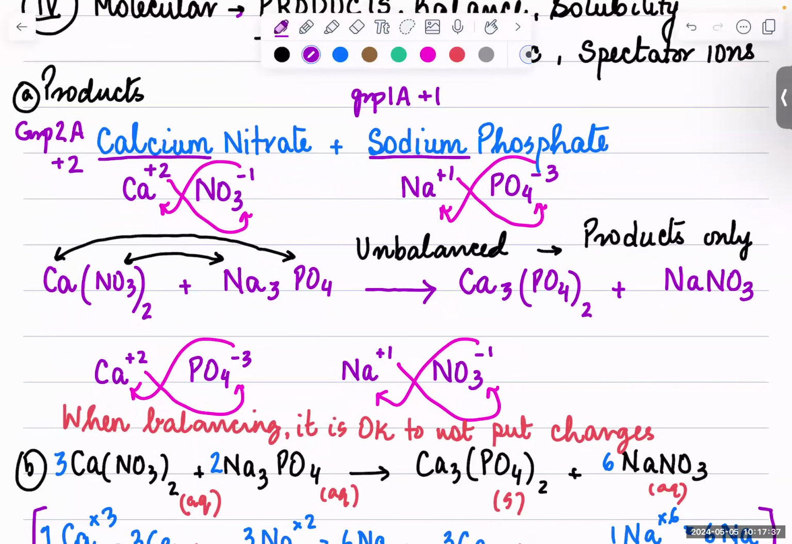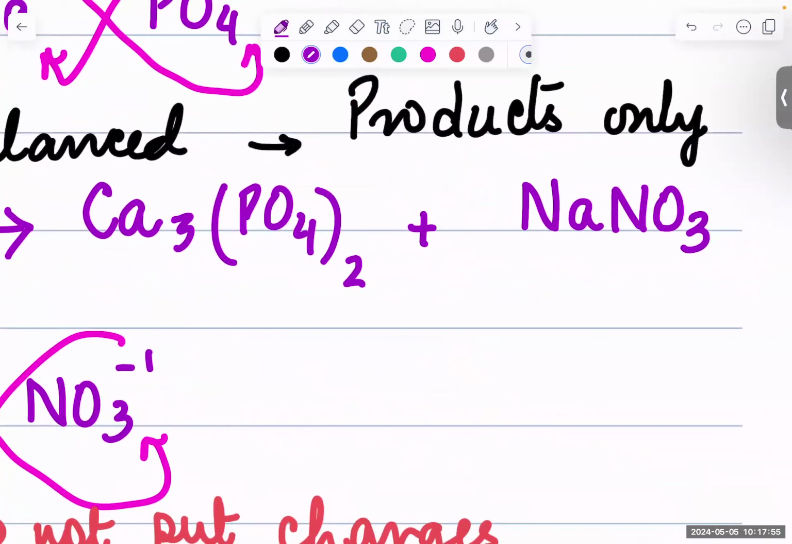Anyways, so here you have now group 2A +2 charge and nitrate -1 charge. Now, obviously they're going to crisscross. So calcium is going to combine with phosphate and sodium combines with nitrate. So what are the products? The products are calcium phosphate and sodium nitrate.